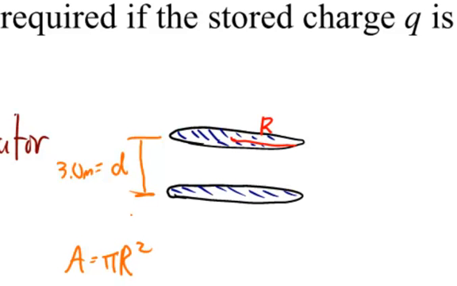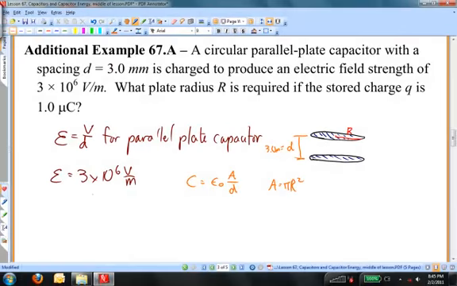And now I've got a way of putting all this together because I know that there's a relationship between the charge, the voltage, and the capacitance. Q is equal to C times V. So I have a way of getting at the radius of the plates through the capacitance. I have a way of getting at the voltage through the electric field, and Q was given to me in the problem as 1.0 microcoulombs. Let's put all that together.